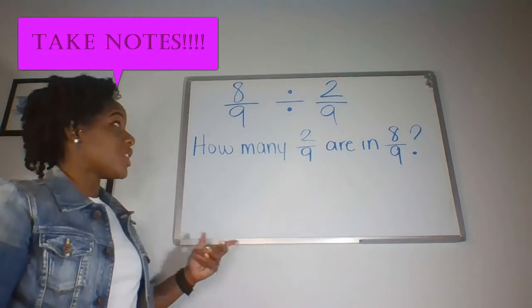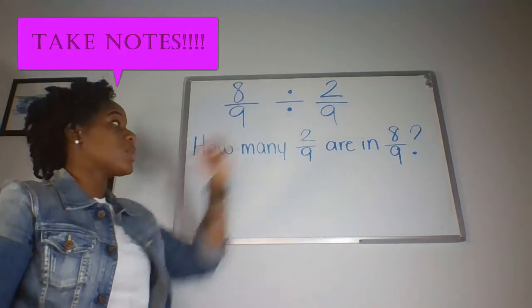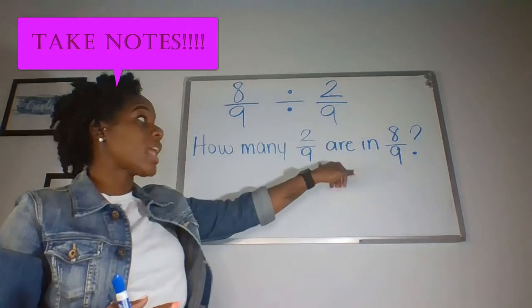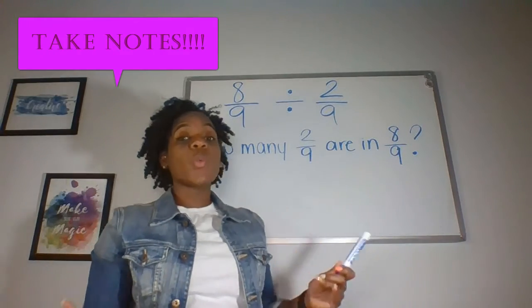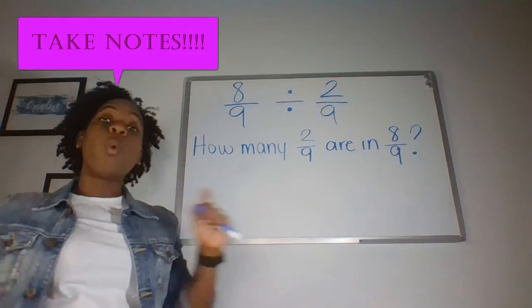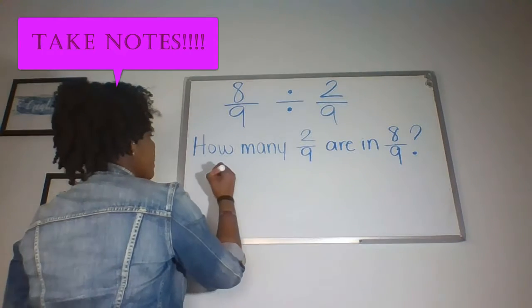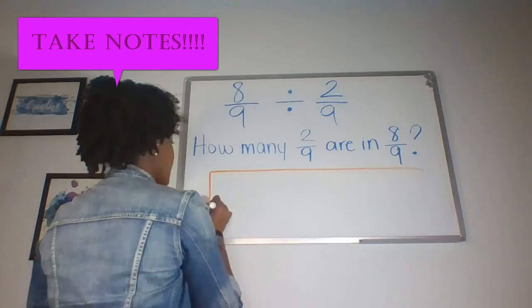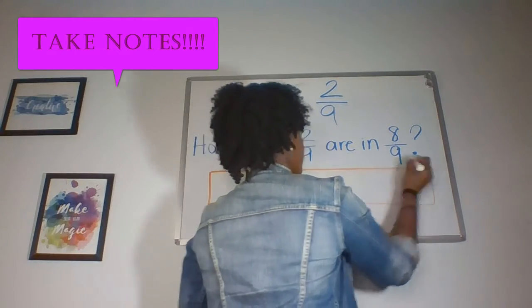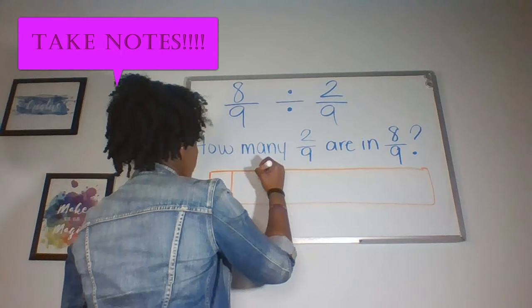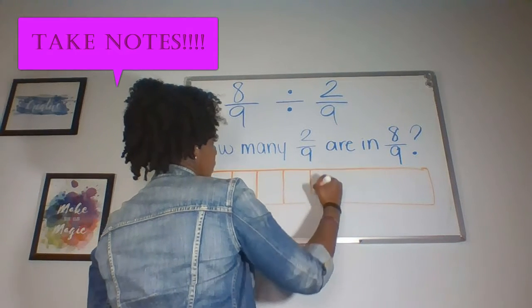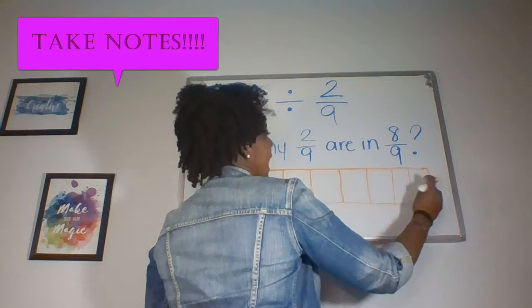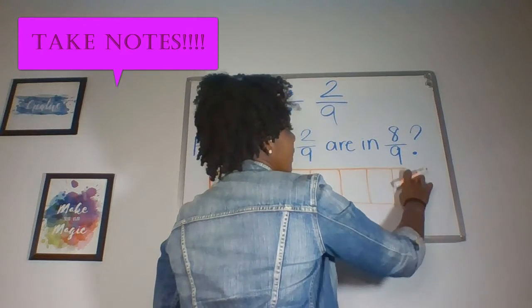So here's our first question. It says 8/9 divided by 2/9. So the question you want to ask yourself is, how many 2/9 are in 8/9? What we'll do here is we'll take one tape diagram, one long rectangle, and we're going to break it up into 9 sections, okay? That will give us a total of 9 sections.